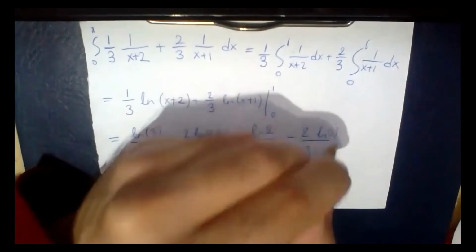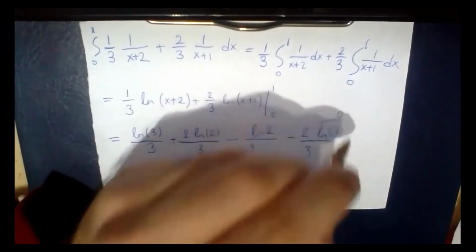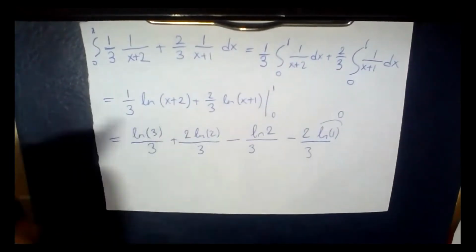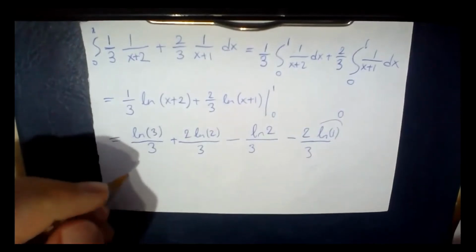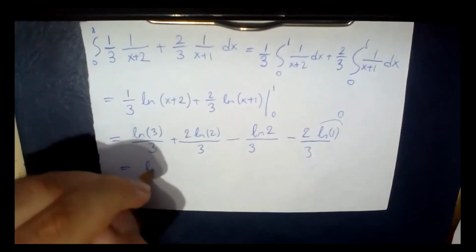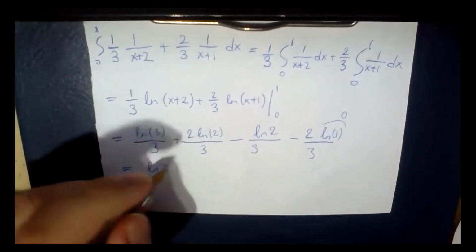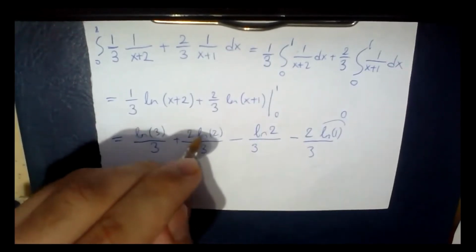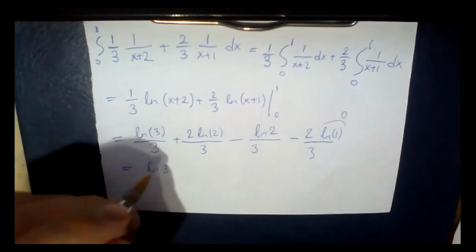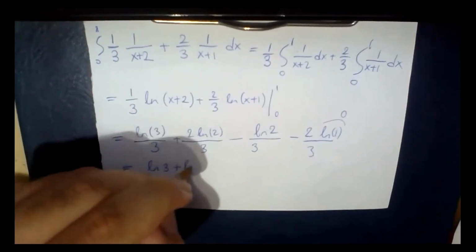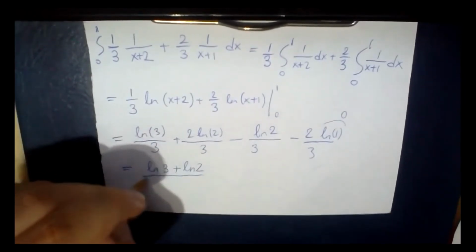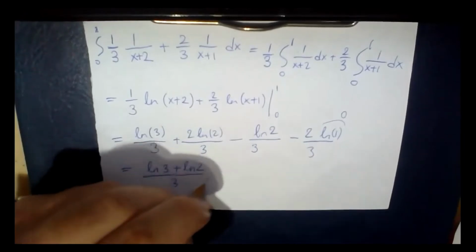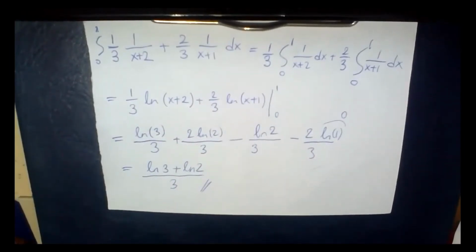But what is ln 1? ln 1 is equal to 0. So this term will be 0, and the answer will be ln 3 over 3 plus 2 ln 2 minus 1 ln 2, which is 1 ln 2. So it will be ln 2 over 3. So the whole answer will be ln 3 plus ln 2, over 3.